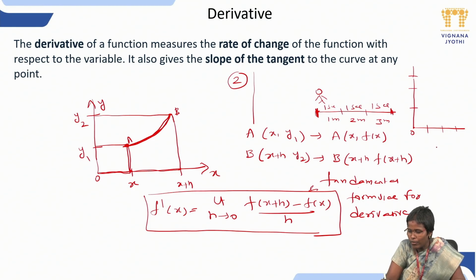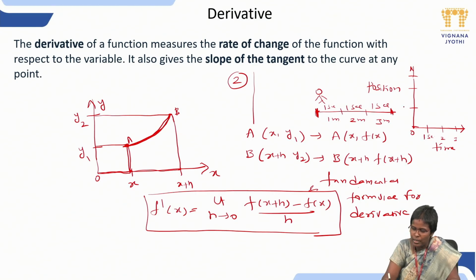Now how am I going to take the graph? Time with respect to position. Along the x-axis I am going to take the time, and along the y-axis I am going to take the position. Suppose here time is 1 second, then 2, 3. Now distance is 1 meter, distance is 2 meters, again distance is 3 meters.